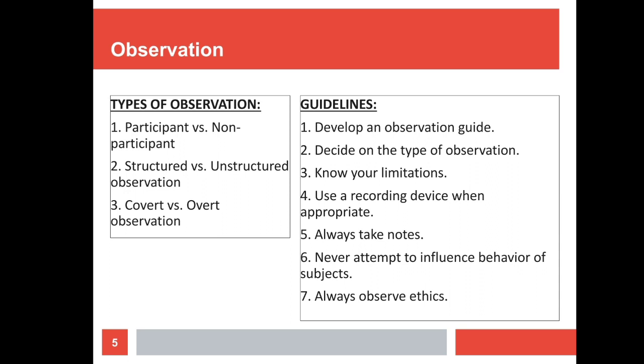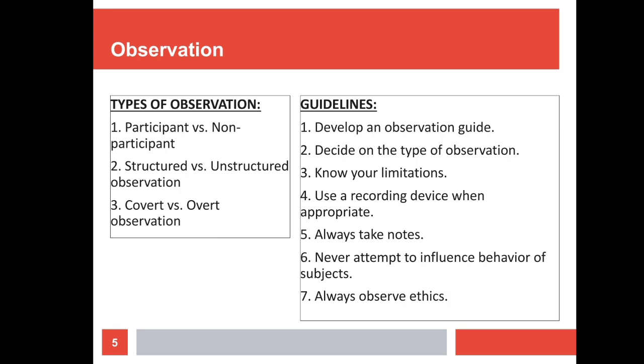Okay, so those are the types of observation. Guidelines on observing. Number one, develop an observation guide. Always have, let's say, a list with you so that you'll know what you are trying to understand, and you'll be fully guided on what you should do in your particular observation. Number two, decide on the type of observation that you're going to do. Is it going to be a participant type of observation or non-participant? Is it structured or not? Is it covert or overt? It depends on what your research study needs and what you think is appropriate for that particular research study.